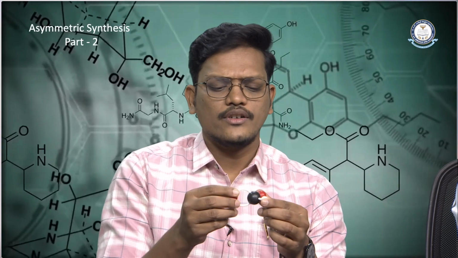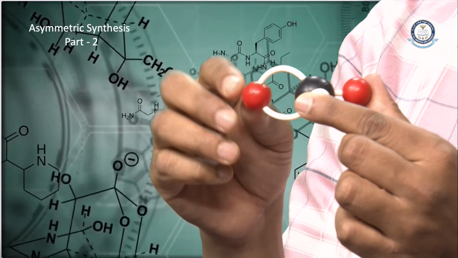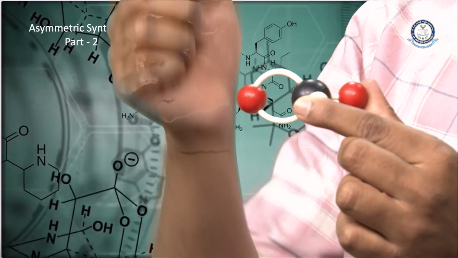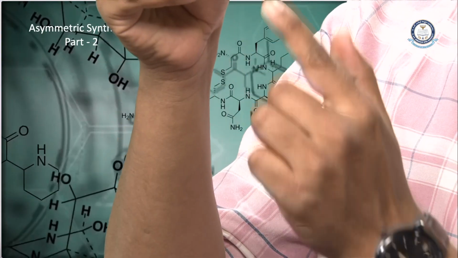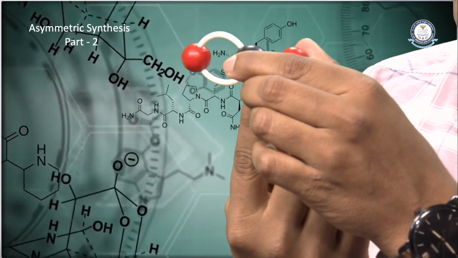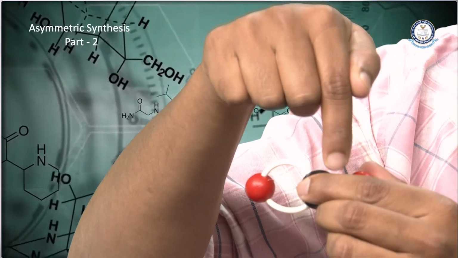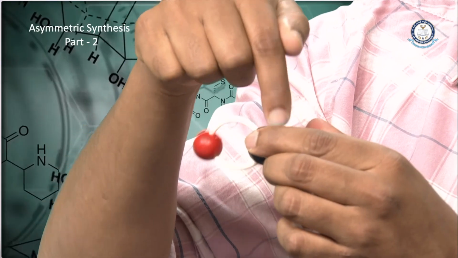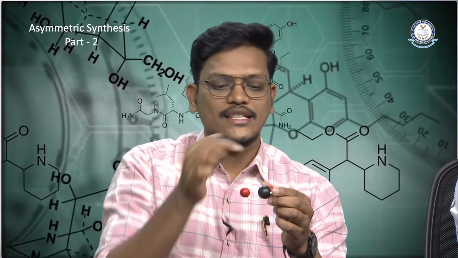If you are attacking from the top side, that face is called Re face. The other is called Si face. If you are viewing the molecule from the bottom and the nucleophile is attacking from the bottom side, then that attack is called Re face attack. If it is attacking from the top side, that attack is called Si face. So if you are generating an enantiomer, then only we will call it Si face and Re face.